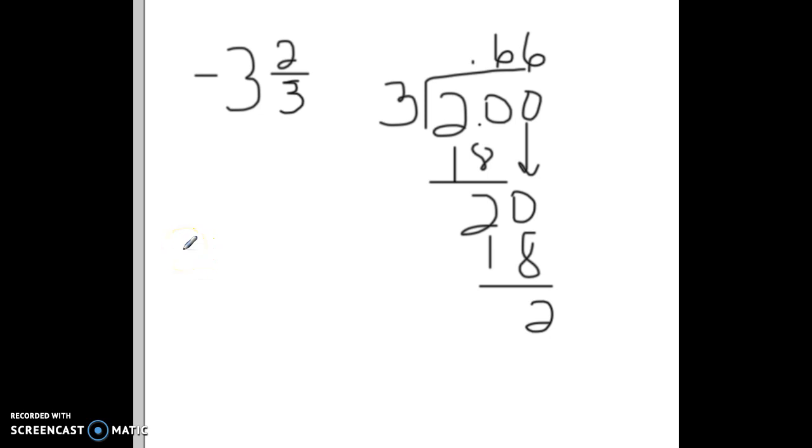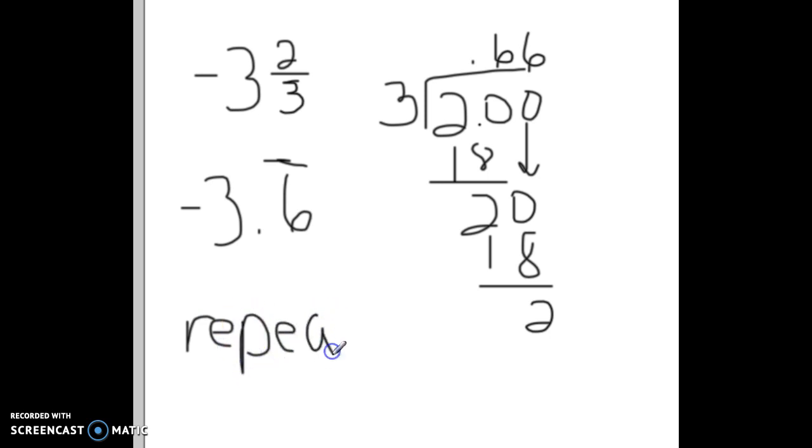It keeps repeating. So my answer, I'm going to look up here. I'm going to use -3 because that was my whole number. But instead of 2/3, I'm going to replace it with a 0.6. Now watch what I do and draw a line over the 6. What does that mean? That 6 keeps repeating. That's why we call this one a repeating decimal. It means it repeats forever and ever and ever.